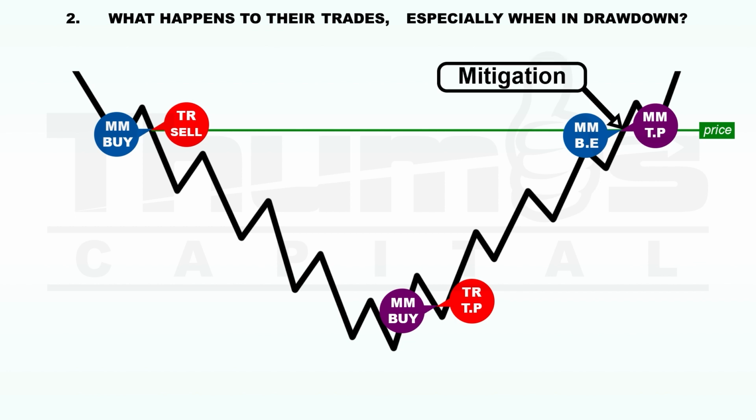95% of the time, price will return to the opening price, allowing the market makers to mitigate their orders. The 5% left is the risk on the market maker. That's when they close in loss, which they make back when traders lose. So how do we at Tom's Capital take advantage of all this?